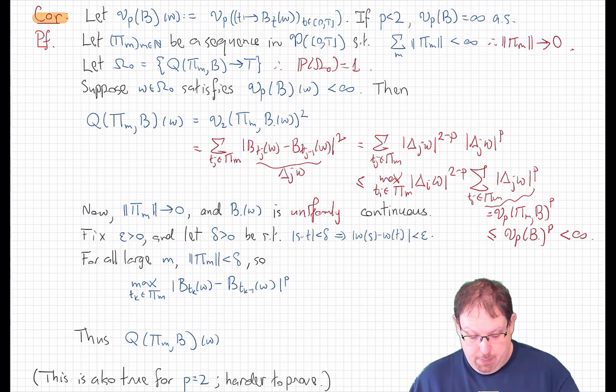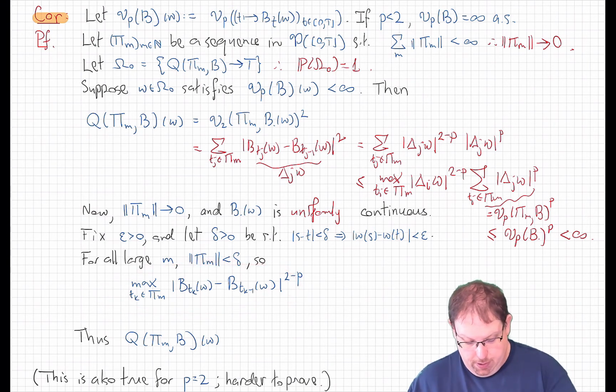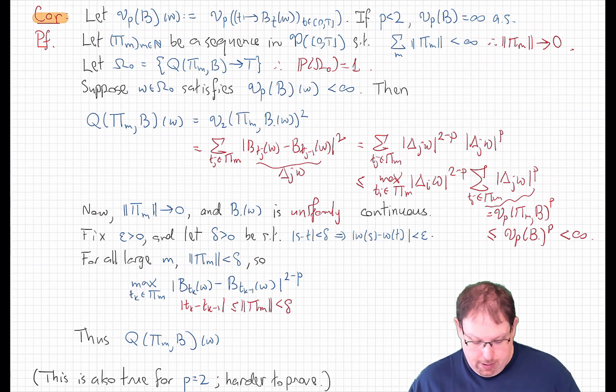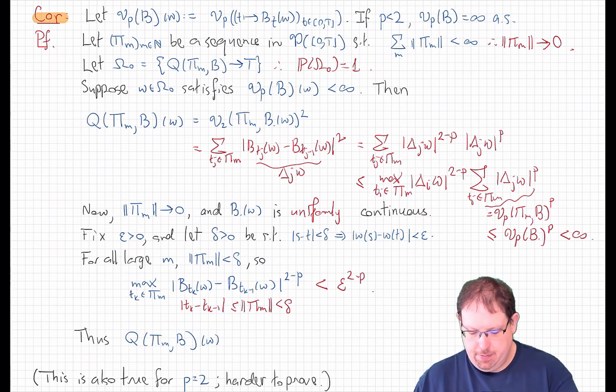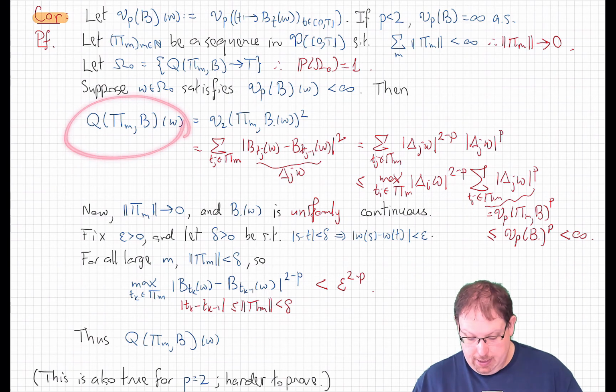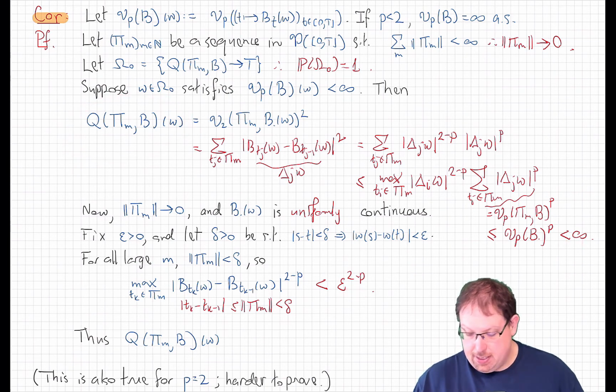Well, for all large M, the mesh of our partition is going to be less than that delta. Well, that means that in this maximum here, since the maximum partition width is less than delta, for each one of these intervals from t_{k-1} up to t_k, that's less than or equal to the partition mesh, which is delta. And so by uniform continuity, this maximum here will be less than epsilon to the 2 minus p. Now because 2 minus p is positive, this is arbitrarily small. And so what that shows us is that this is smaller than something arbitrarily small times some fixed finite constant, which means that this is arbitrarily small in the limit as well.